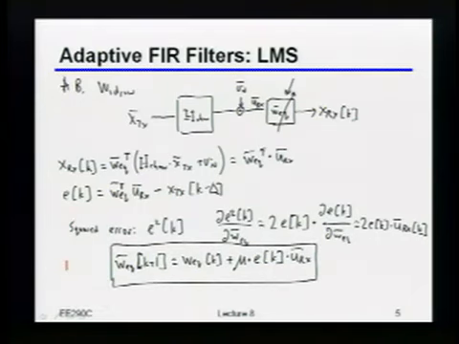Again, this mu is not really arbitrary, but it's sort of arbitrary in that it just scales how big of a step you actually take. Does this make sense to people?